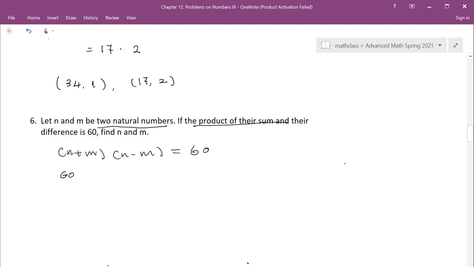So 60, right? How do you do 60? The first factor is the large number, the second is the small number. So 60 is 60 times 1. It's also divisible by 2, 30 times 2, right? Then what else? You can divide by 3, so 20 times 3. And how about 4? That's 15 times 4. You have these numbers.